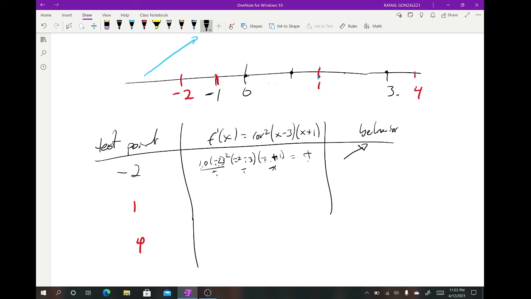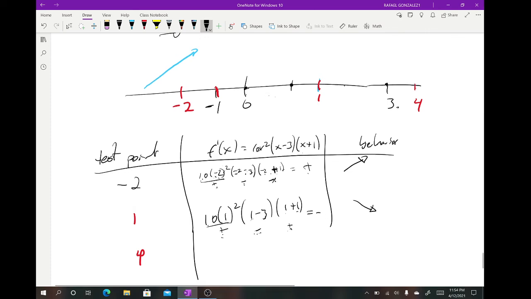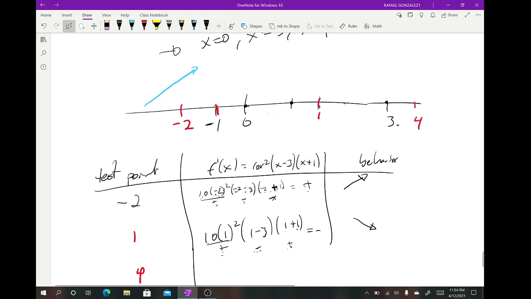All right, so let's see what happens here. So we have 10 times 1 squared, 1 minus 3, and 1 plus 1. So plus times plus is plus. There's going to be a negative number because there's going to be a -2. This is going to be a plus. Plus minus plus is actually minus, because plus times minus is minus, minus times plus is minus, so that means that we are decreasing. So on the interval between 0 and 3, we are decreasing.